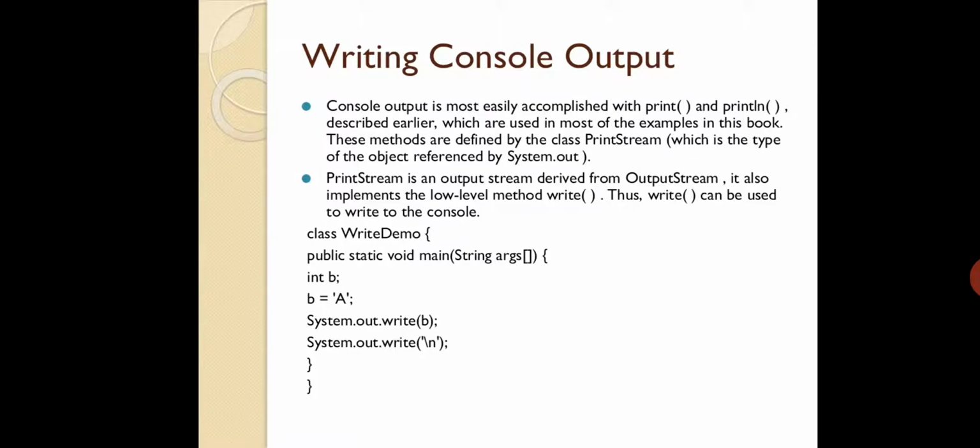Now PrintStream is an output stream derived from OutputStream. PrintStream is actually an output stream, so it is derived from OutputStream. So OutputStream is the top class, isn't it? From there you derive this PrintStream, and PrintStream has some methods like println or print. Fine.